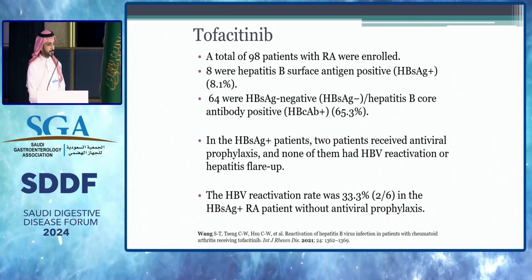For tofacitinib, a study by Wang and colleagues, 2021, was the best study there, with 98 patients with RA enrolled. 8 of them had surface antigen positive and 64 were surface antigen negative, core positive. In the surface antigen positive patients, 2 patients received prophylaxis. None of them had reactivation or hepatitis flare-up. The reactivation rate was 33%, 2 out of 6 in the surface antigen positive patients without antiviral prophylaxis. However, given the low number, I'm not sure how much we can conclude from here.